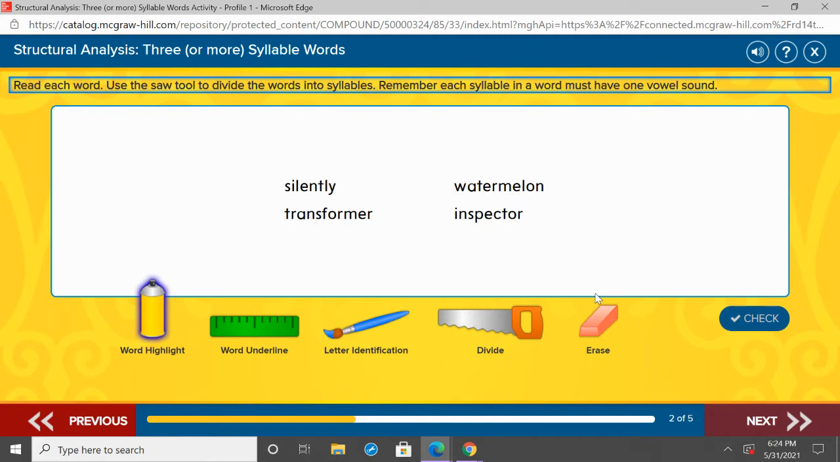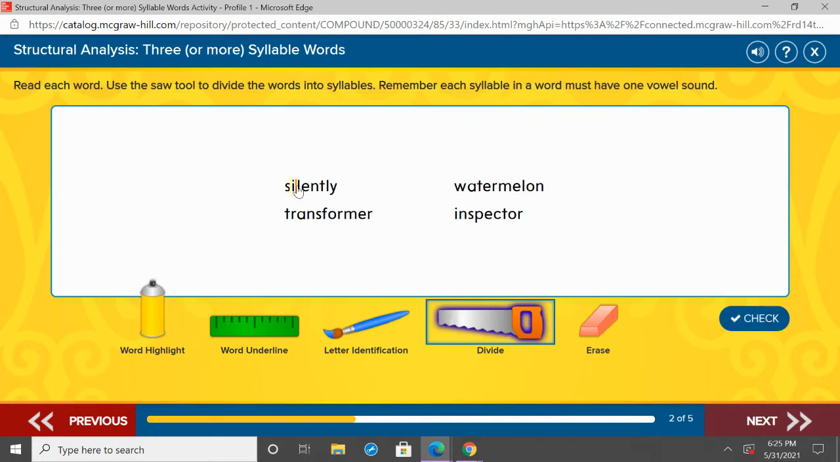Our next word is silently. So if I broke that up, si-lent-ly. Vowel, vowel, vowel. And you can see here we have our long I vowel sound. Silently. Watermelon. How would we break up watermelon?